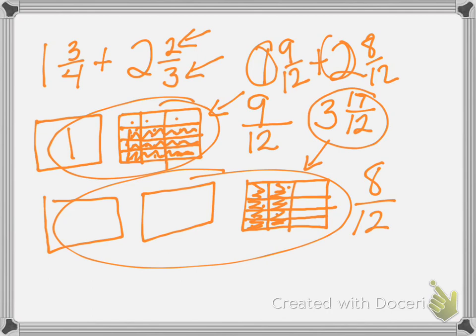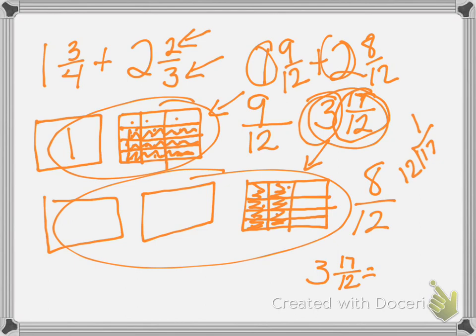So we have to change 17/12 into a mixed number and then add it back to the 3 because we still have a 3 there. Okay? So 12 goes into 17 one time, and we would have 5 left over. So it'll be 5/12. So this would be 1.